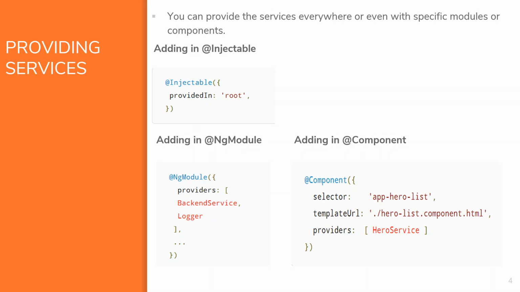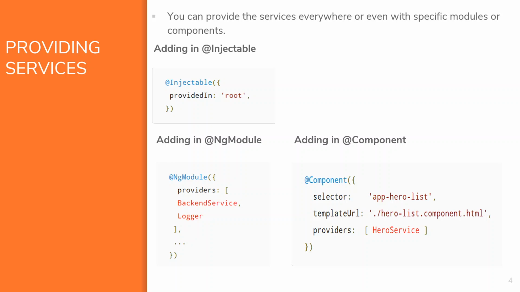Providing services. Services can be provided everywhere, but the scope differs. You can provide the service everywhere, or within a specific module, or within a specific component. Based on the scope, we have to add it in different places. If you are adding it in the Injectable metadata function, it will be inside the service itself, and you have to add the property providedIn. So you're telling this service is provided in root. Root is the root module. If you're adding something like this, then the scope of the service will be the entire application.